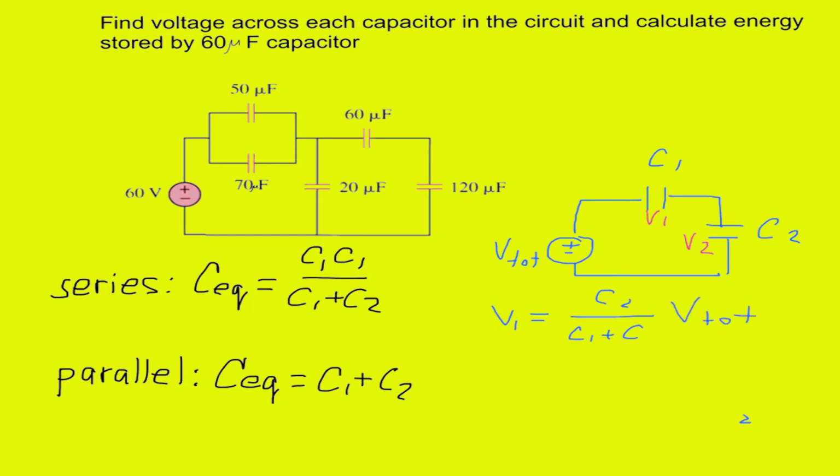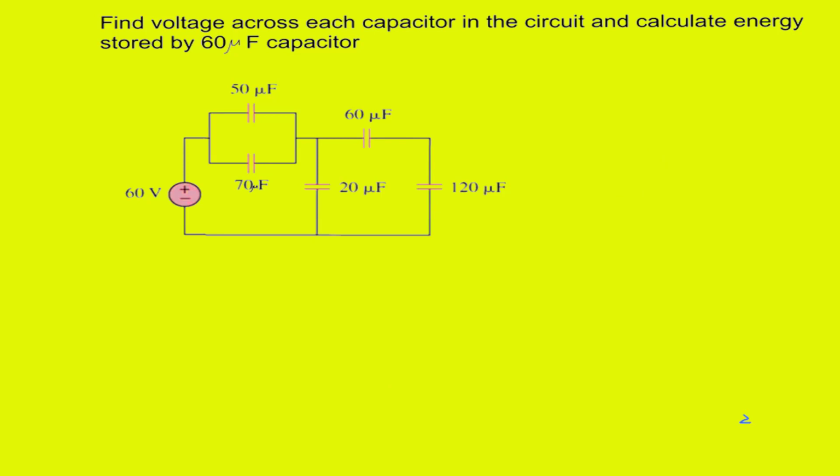And similarly for the second capacitor, the voltage across the second capacitor will be, in this case you put the first capacitance on the top, C1 divided by the sum C1 plus C2, multiplied by the total voltage. So pretty much these are all the equations and all the theory we're going to use in this question. Now let's start solving the problem.